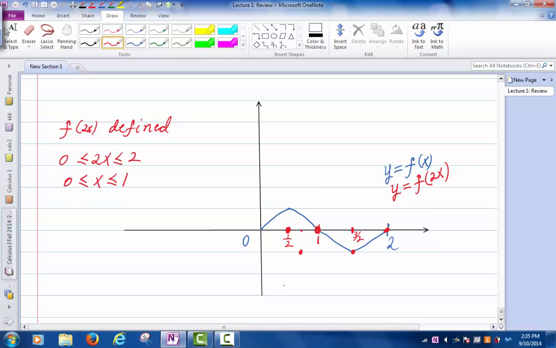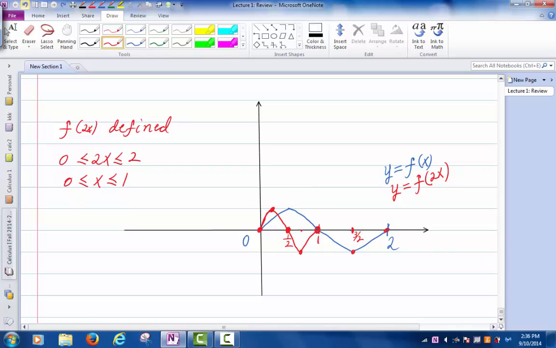So the graph looks like this, okay? Well, drawing, I guess you get the idea. So the graph of f of 2x is this.